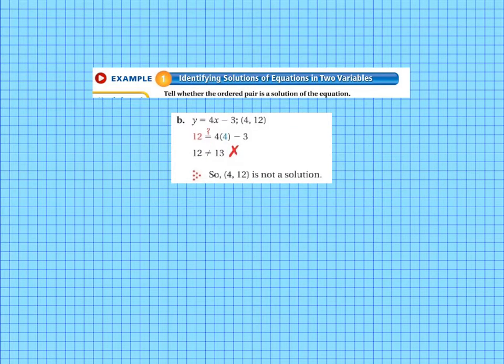Now let's look at the next one, 1b. So we have the equation y equals 4x minus 3. So 4 is the x and 12 is the y. And so where it says y, we put a 12, and where it says x, we put a 4, and then we work out the equation. So 4 times 4 equals 16, minus 3 is 13, which is not equal to 12. So (4, 12) is not a solution.